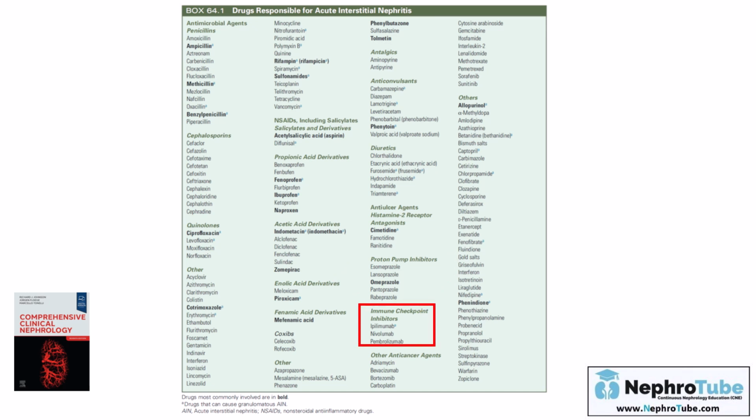The second category that I want to concentrate on in this list is the immune checkpoint inhibitors. Immune checkpoint inhibitors are now widely used drugs for the management of multiple malignancies. I will mention their mechanism now. For example, we have ipilimumab and nivolumab and other drugs used as checkpoint inhibitors, and they are now well-known causes of acute interstitial nephritis.